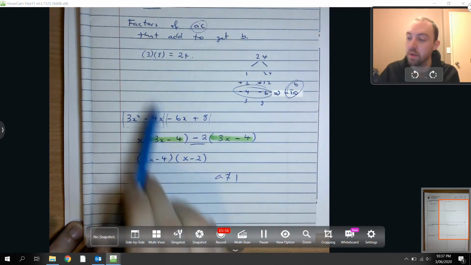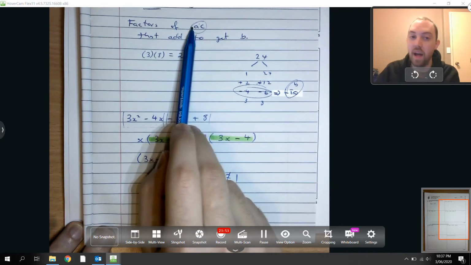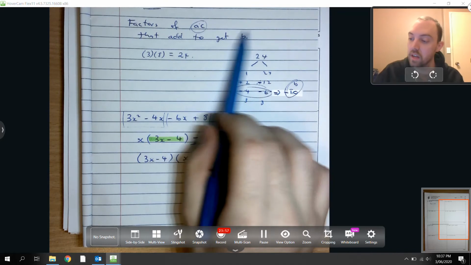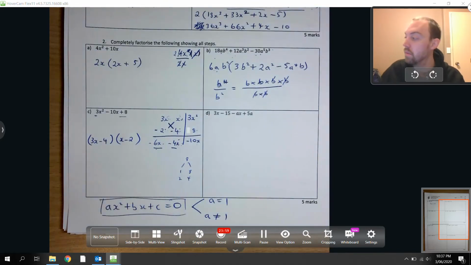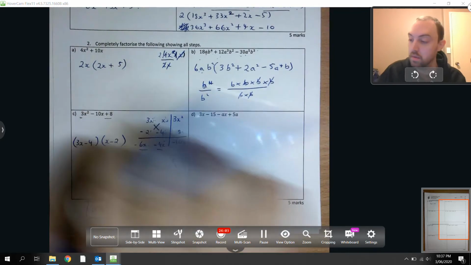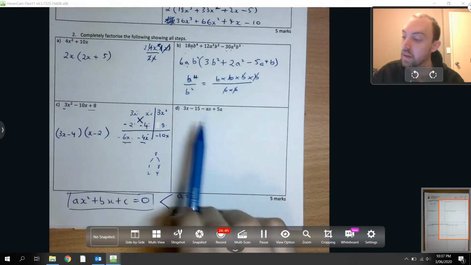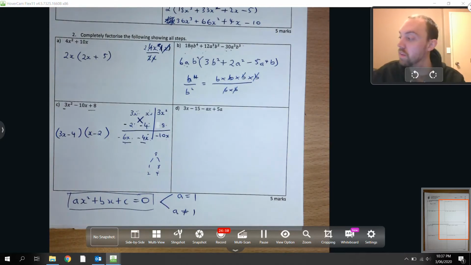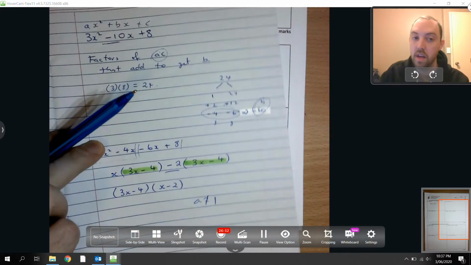You need to split up your b term, looking for factors of a, c multiplied together to get your b term. Personally I like the table, but it is up to you. Let's power on ahead. I'm going to do something similar to what I've just done on that page there.